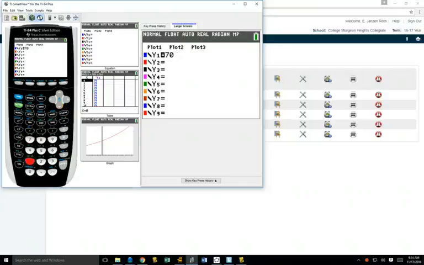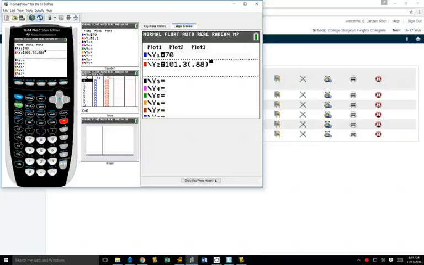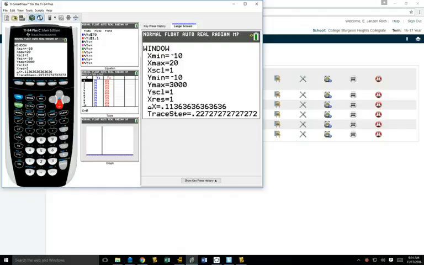So 70 into y1, 101.3 times 0.88 to the power of x. And again, thinking about my graph, 70 is a straight line. When x is 0, at sea level, the pressure is 101.3. So as far as setting up my window, I would like to see as my y max that 70. I'd also like to see that 101.3. So I'm going to only go up to 120.